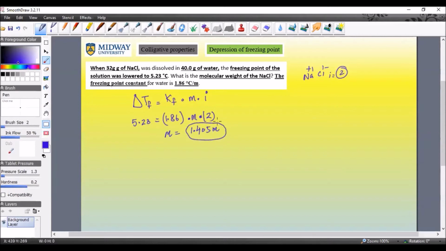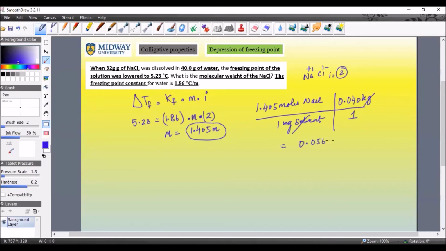What are we going to do with this information? Now again, as I said in the previous problem, if you're going to write it this way and leave it at that, you're probably going to be lost in your thinking process. So instead, write it as 1.40 moles of NaCl over 1 kilogram of solvent, right? Again, just like the previous case, we do know that we have dissolved 40 grams of water, which I'm not going to convert because I just did it in the previous problem. So it's 0.040 kilogram. So times 0.040, that gives us 0.056 moles of sodium chloride.